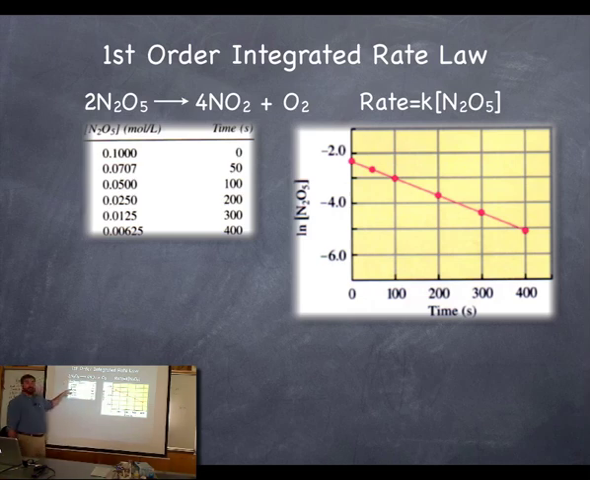At time 50, you do the ln of 0.0707. How do you do that? Fine. Look at your calculator. See the ln button? Press it. Type 0.0707. Hit enter. And you get this number here. How does it know?